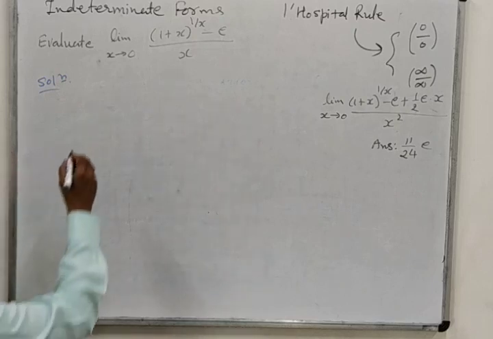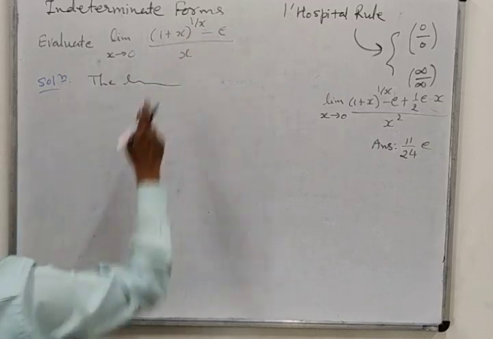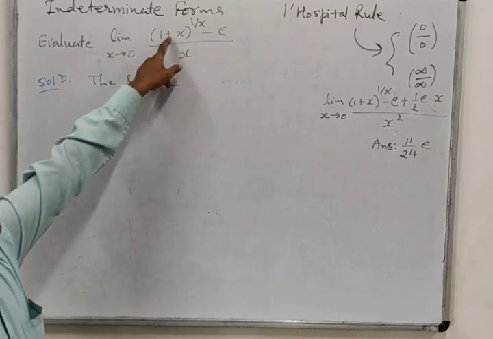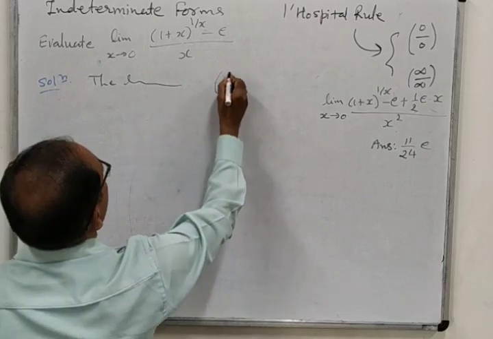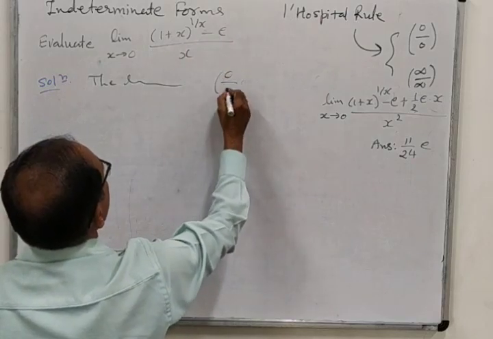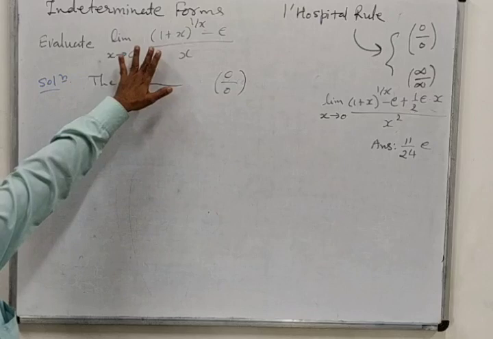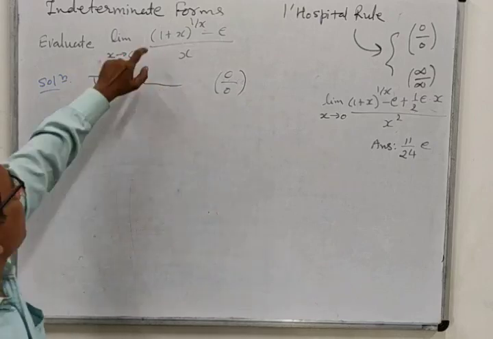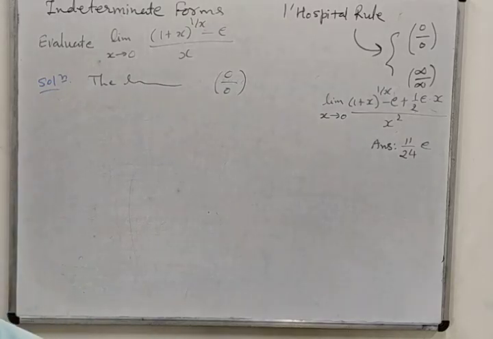Here you can see that the limit is in indeterminate form. (1 plus x) raised to 1 upon x as x tends to 0 has the limit e, as you must be knowing. So e minus e is 0 and this x is again 0, so it is in the form 0 upon 0. You must be knowing that we can apply L'Hopital rule directly without any hesitation. But for this we require the derivative of (1 plus x) whole raised to 1 upon x, which is slightly complicated.